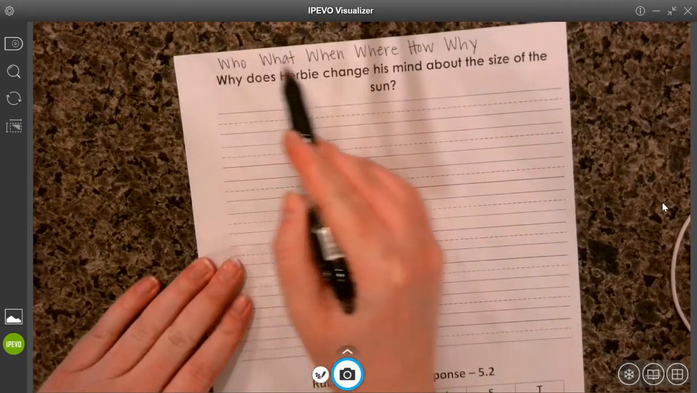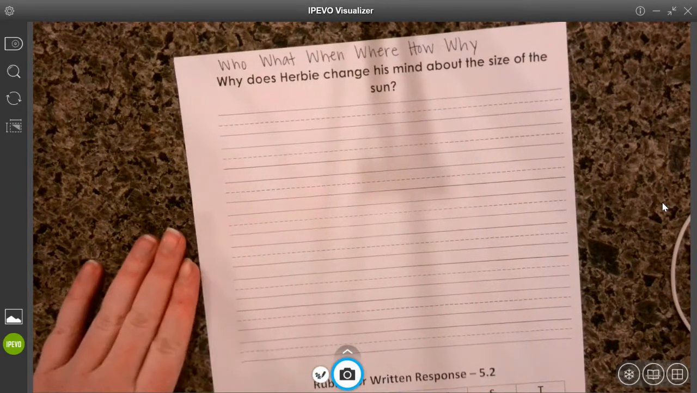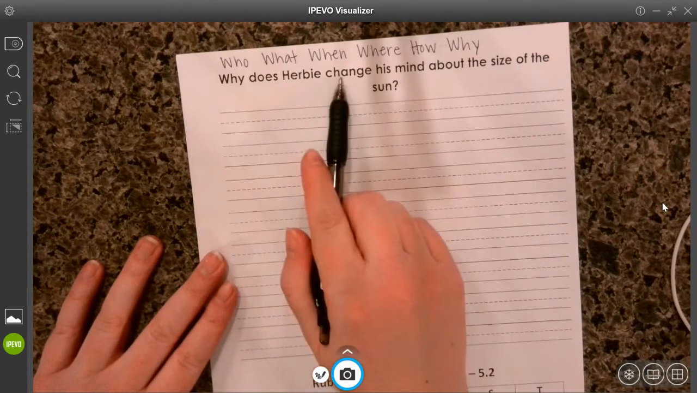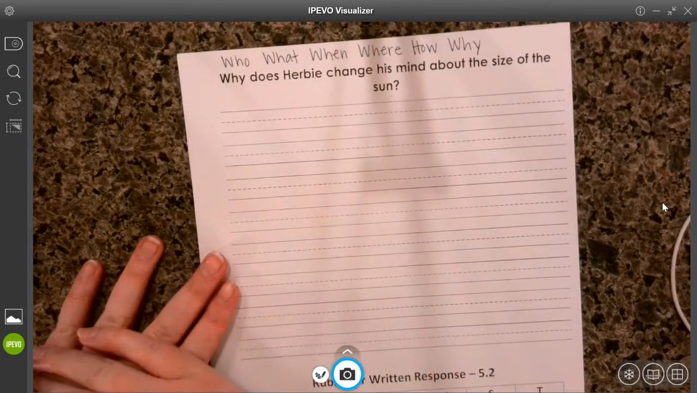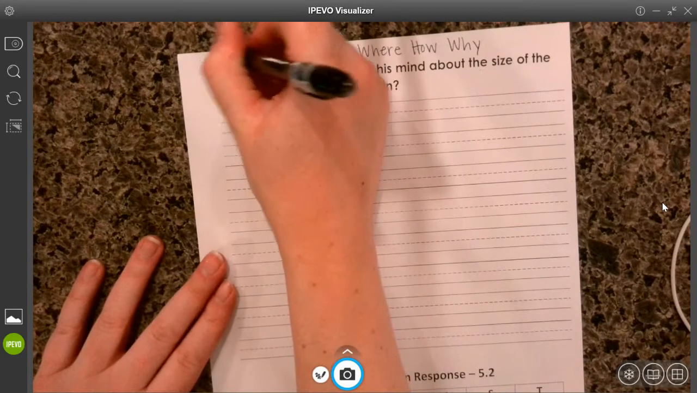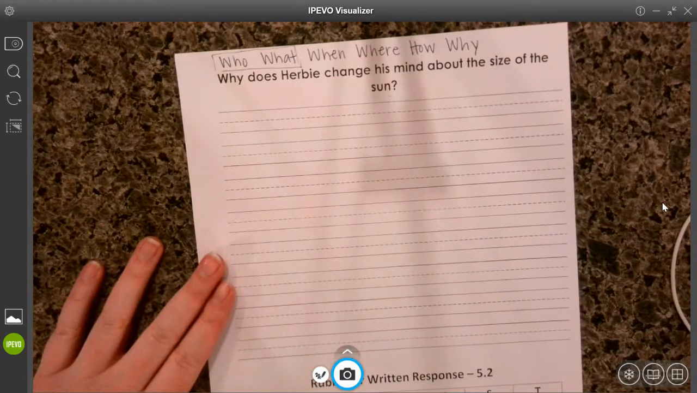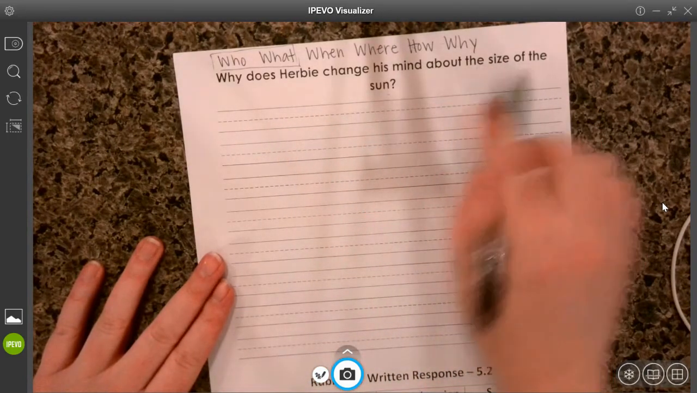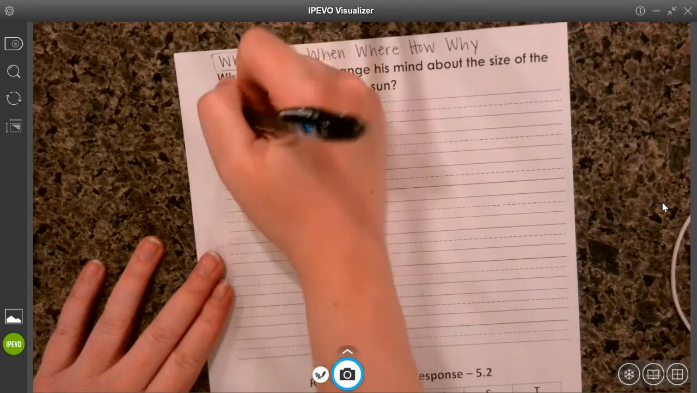We always want to be thinking about our question words and how we're going to use them to respond and write a full sentence. So the question today is, why does Herbie change his mind about the size of the sun? Okay, remember every sentence that we respond with needs to include a who and a what. Okay, so who are we going to talk about in our answer? Why does Herbie change his mind about the size of the sun? Okay, who are we talking about? Herbie, that's right.